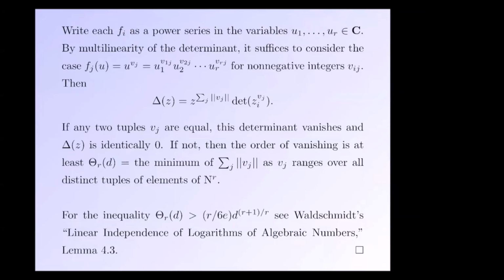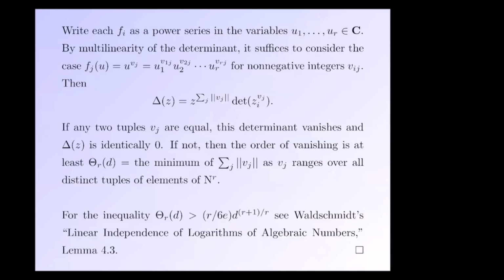Okay. And by multilinearity of the determinant, it suffices to consider the case where your fj is just a monomial, right? So each fj is a sum of monomials times some coefficients. The way the interpolation determinant is written is that the entire column is given by that Taylor series. So I can break it up into a sum of the determinants where I just take each monomial one at a time. So it suffices to show that if I just have monomials, then I have this order of vanishing.